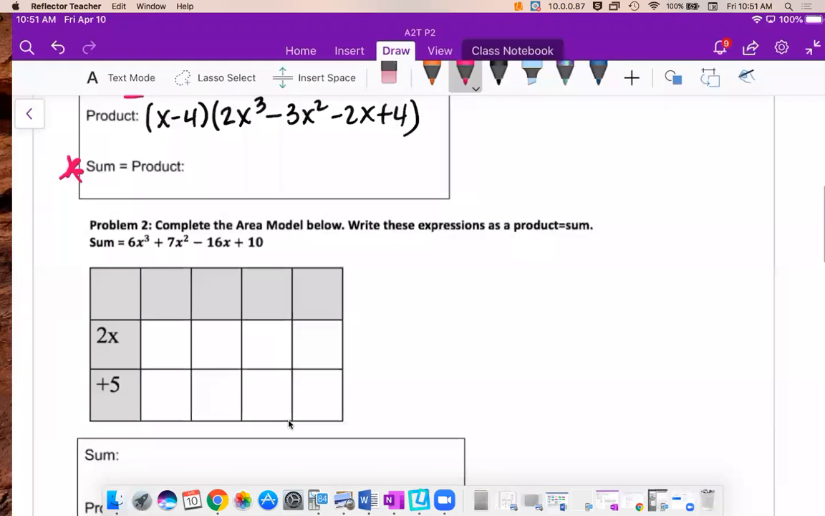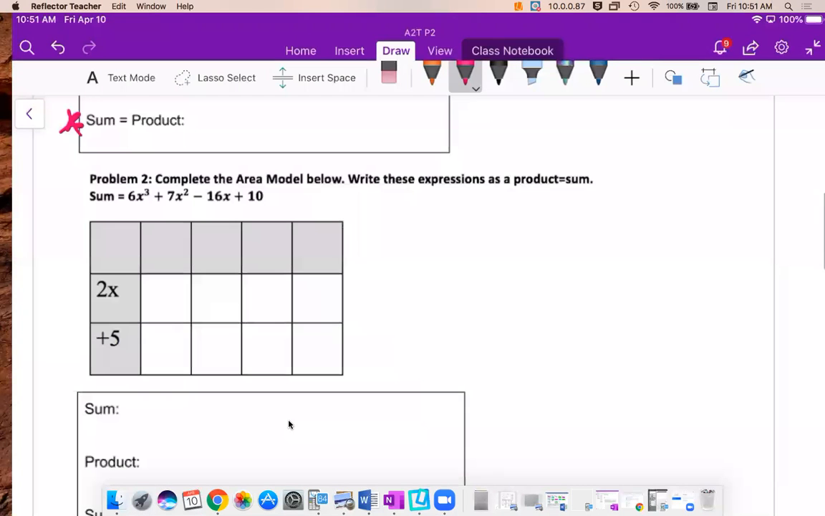Okay, so we're going to do problem number 2. So this one's a little bit different. So this one says complete the area model below, writing these expressions as a product equals a sum, and then they give us the whole entire sum. So that means this entire thing needs to be what the inside of these white boxes become whenever we create this problem and whenever we're actually doing this multiplying. So the very first step is you take whatever your highest degree is here.